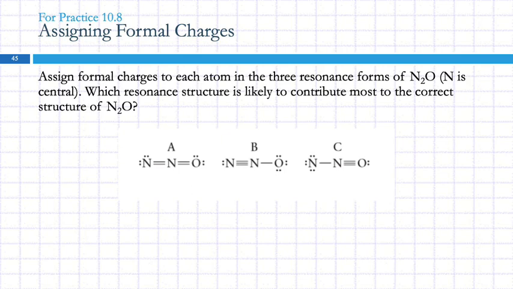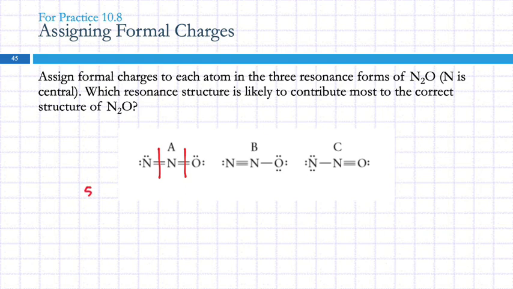So assign formal charges to each atom in the 3 resonance forms of N2O. N is central. Which resonance structure is likely to contribute most to the correct structure of N2O? So what we're doing is we're cutting the bonds, and we're going to see how they come out.